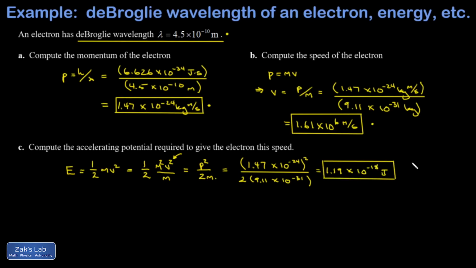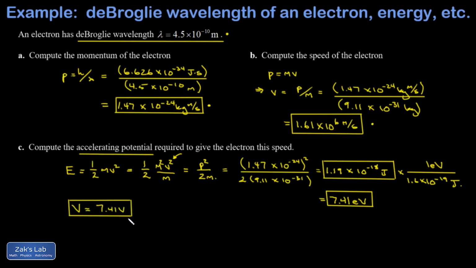But I want to convert this to electron volts, so I multiply by the conversion factor. An electron volt is the energy of an electron passing through a 1 volt potential difference, or 1.6 times 10 to the negative 19 joules. And I found out the kinetic energy of this electron is 7.41 eV. Well, that's the energy you get by accelerating an electron through a 7.41 volt potential difference. So what's the required accelerating potential to get our electrons to have this much energy? That's just 7.41 volts.